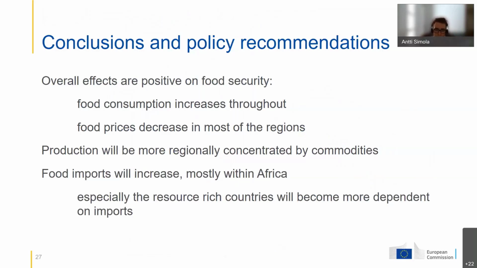We see food consumption increasing throughout, and food prices decrease in most of the regions. But we also see that production will be more regionally concentrated by commodities. Some countries even move to produce other stuff than food. Food imports will increase mostly within Africa, and we saw that especially the resource-rich countries will become more dependent on the imports.